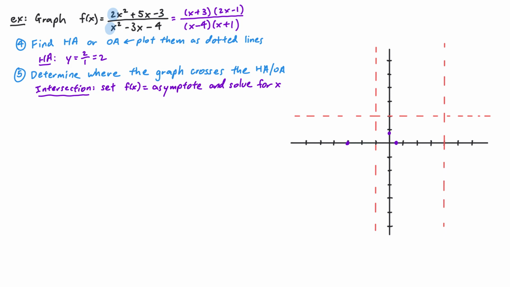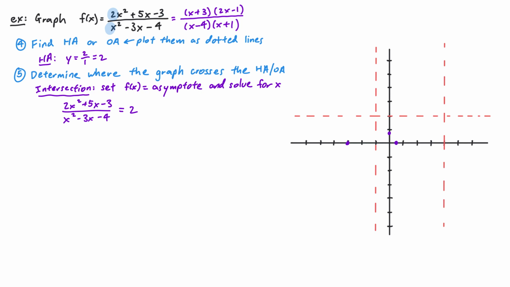So our function is 2x squared plus 5x minus 3 divided by x squared minus 3x minus 4, and we want to set this equal to our horizontal asymptote, which is y equals 2, so we set this equal to 2. Note that when I wrote down the function on the left-hand side here, I used the unfactored version for our function. It's usually easier to solve the equation if we use that version rather than the factored version.